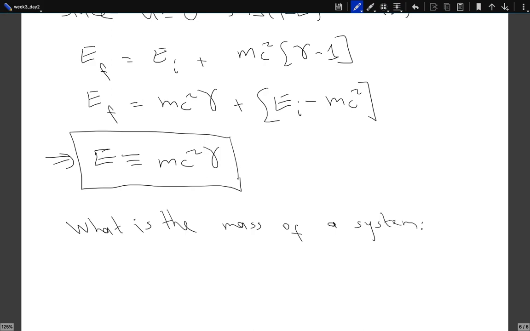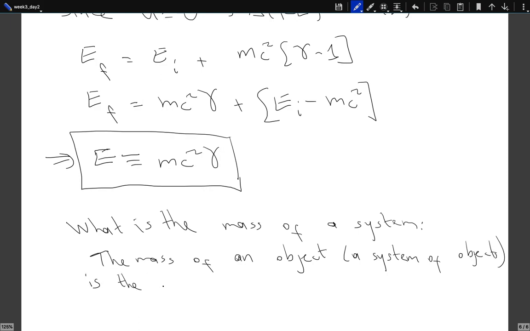But this definition of the energy gives us a different definition of the mass of an object. The mass of an object, or a system of objects, is the minimum energy the object can have.